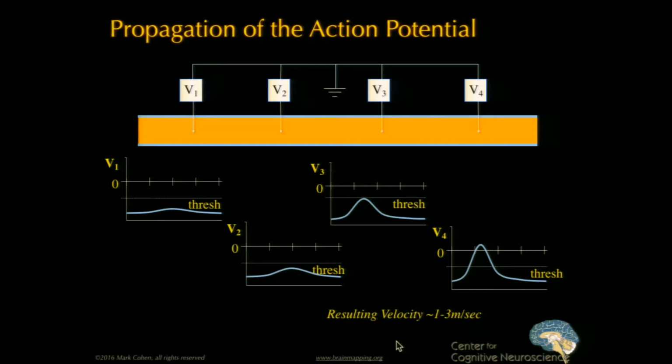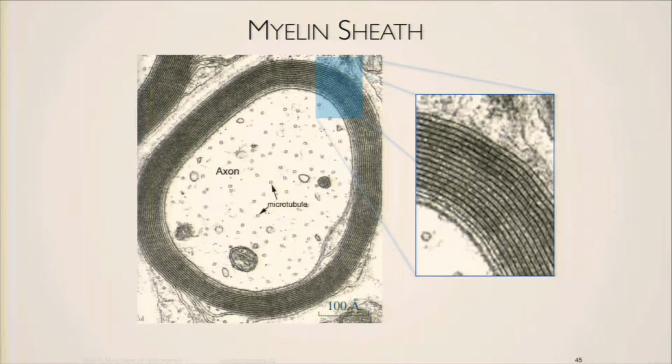The distance from my brain to my knees is on the order of a meter. And my brain has to somehow communicate to my knees in time for me to move them out of the way when somebody's going to kick me. So something has to happen here, because this is a slow process. What happens is called myelin.